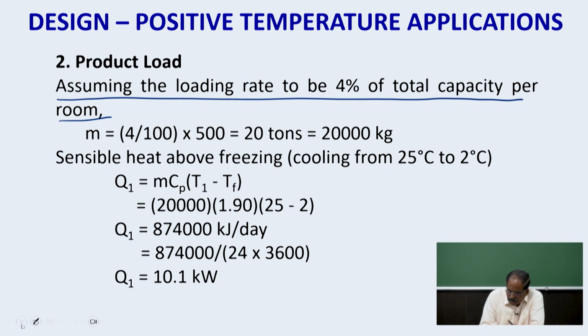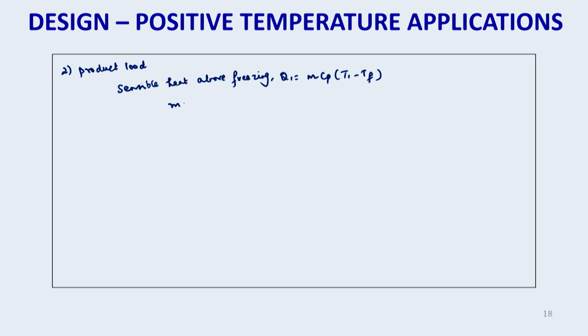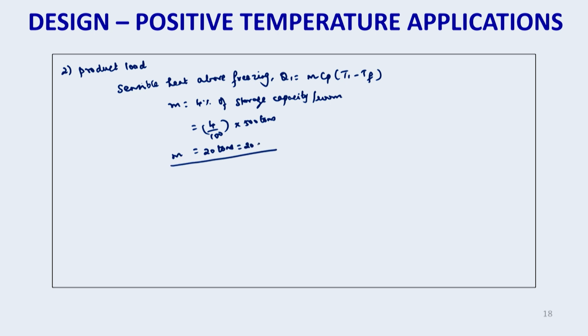So M is 4% of the capacity of a room. M is equal to 4% of the storage capacity per room, that is 4 by 100 into 500 tons. So 4 by 100 of 500 comes to 20 tons. So M is equal to 20 tons, which is equal to 20 into 1000 kg.